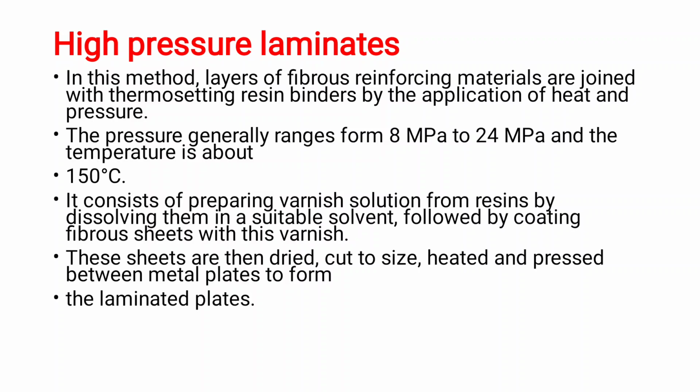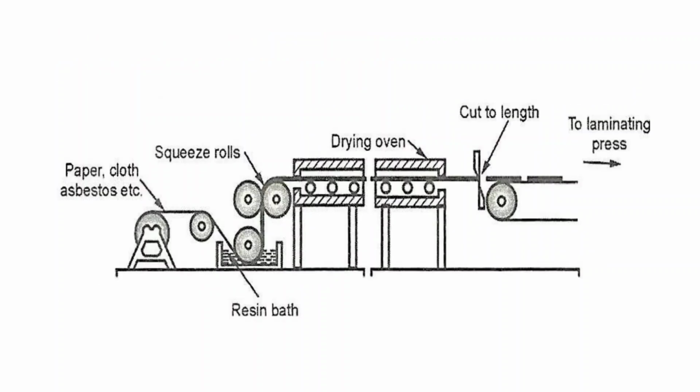High pressure lamination. In this method, layers of fibrous reinforcing material are joined with thermosetting resin binder by the application of heat and pressure. The pressure generally ranges from 8 megapascals to 24 megapascals, and the temperature is about 150 degrees centigrade. It consists of preparing various solutions from resin by dissolving them in a suitable solvent, followed by coating fiber sheets with the varnish. So, as shown in the figure, the coating.